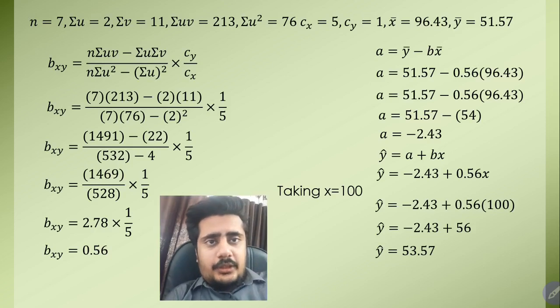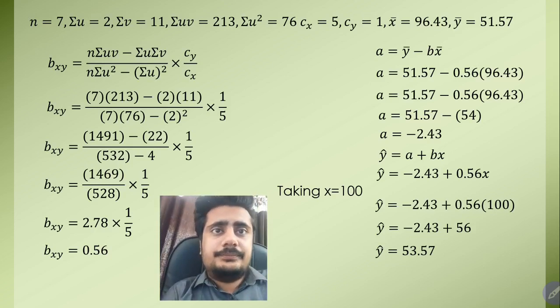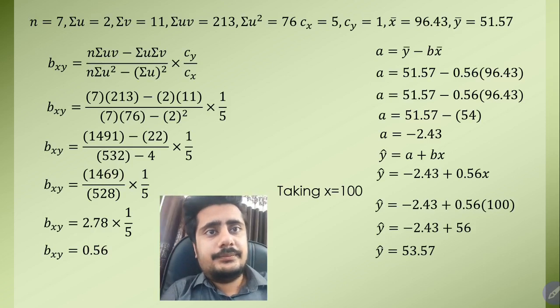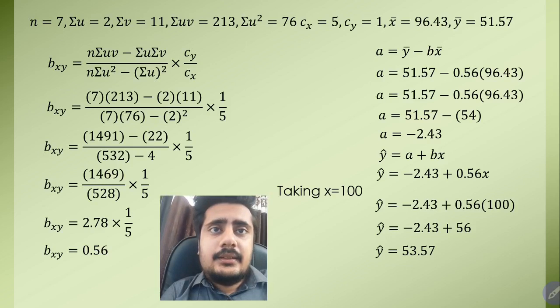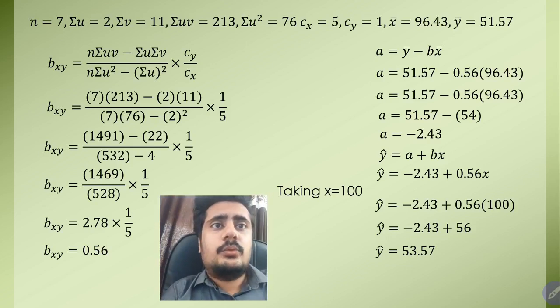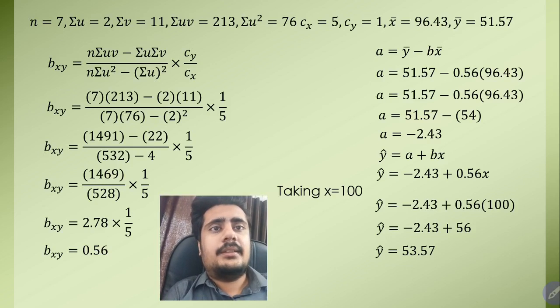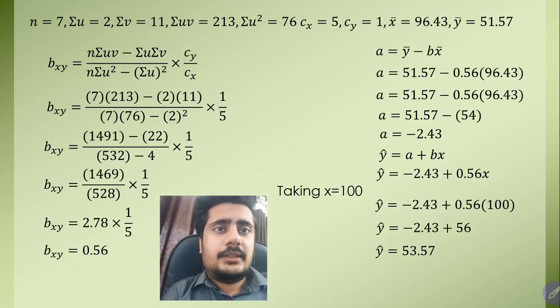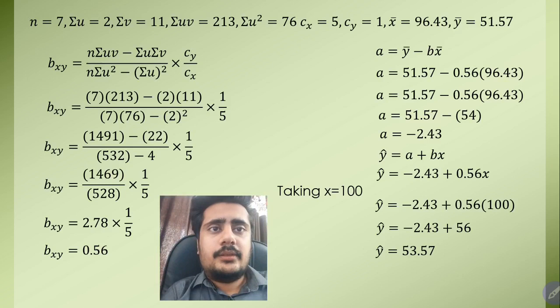So now let's put in the formula. N is 7, sigma uv is 213, sigma u is 2, sigma v is 11 upon n is 7, sigma u square is 76 minus sigma u whole square. What is sigma u? Sigma u is 2, so 2 square, into cy upon cx. Cy is 1 and cx is 5. You all are writing with me? Yes or no?